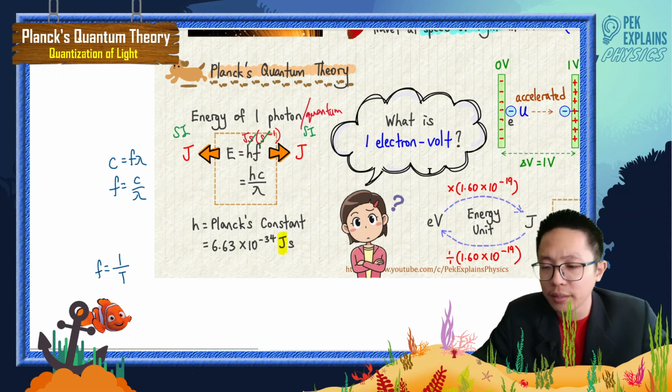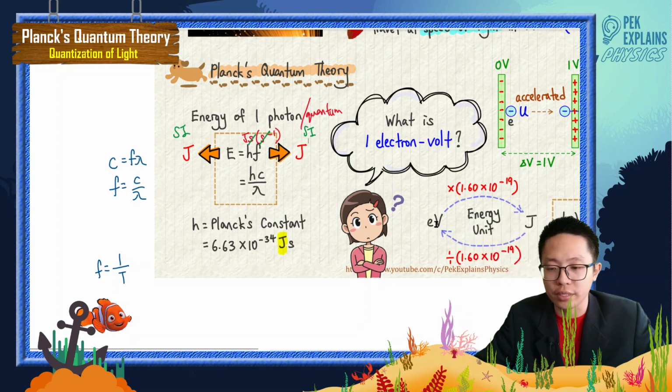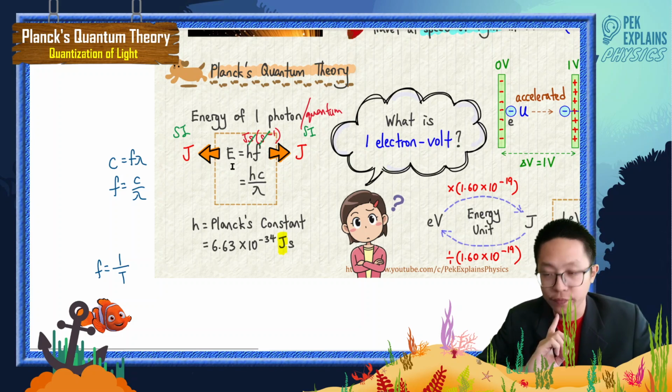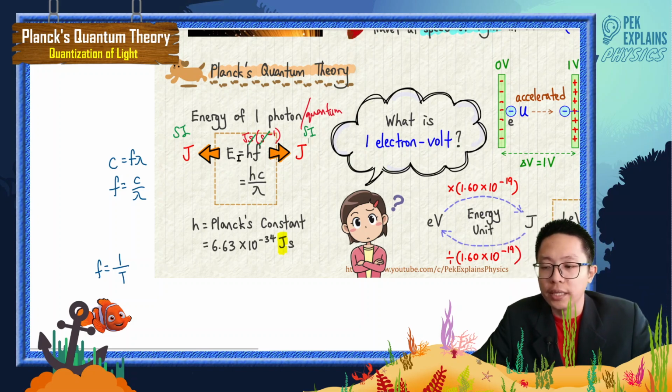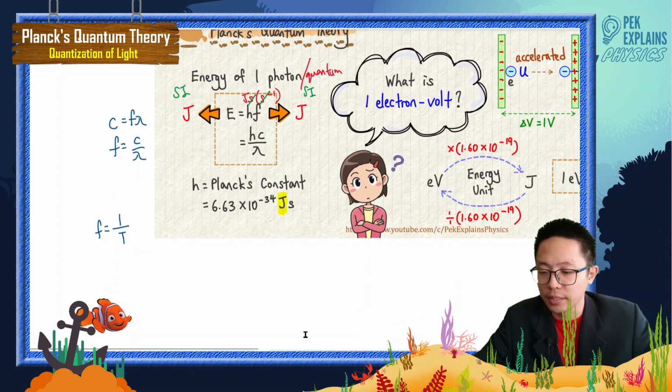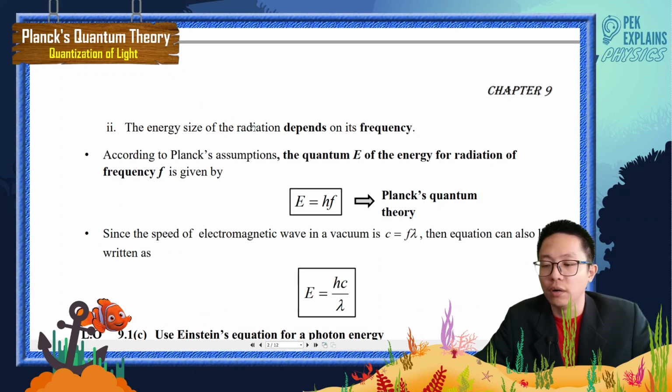You won't get the other unit of energy, which is electron volt, which we will learn about later. This formula first gives you the unit joule, the SI unit, because h is already joule second. That's why the energy you calculate is joule, the energy for one photon. Energy for one photon depends on frequency and also on wavelength. That's why it says the energy of the radiation of the photon depends on frequency.